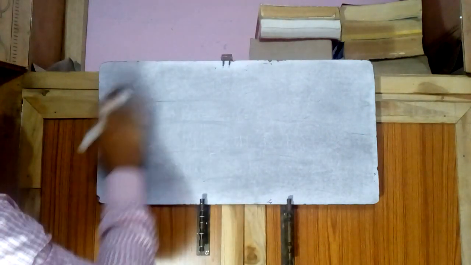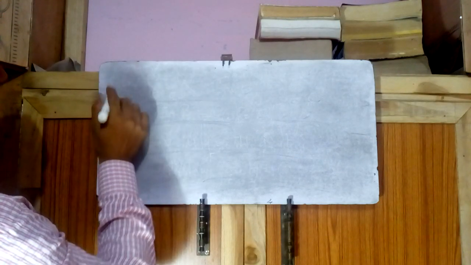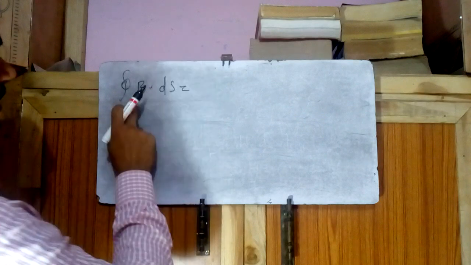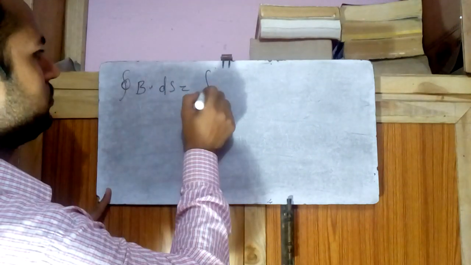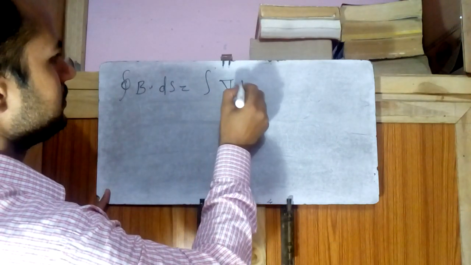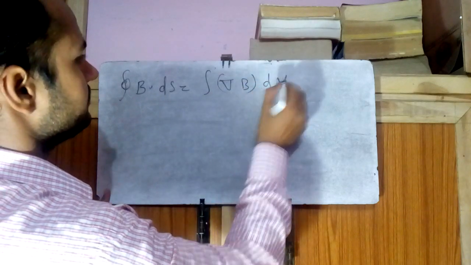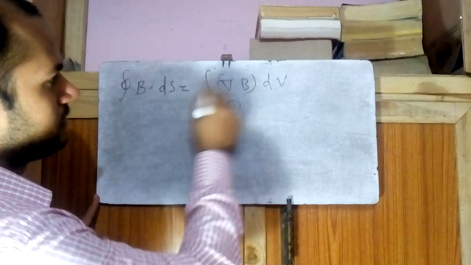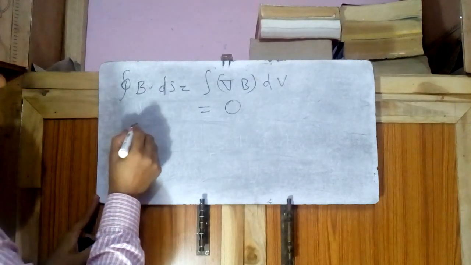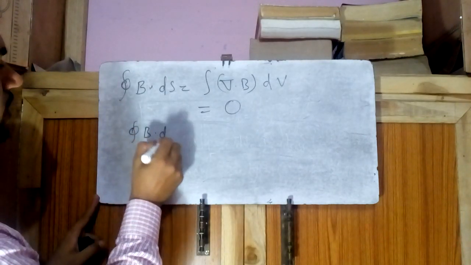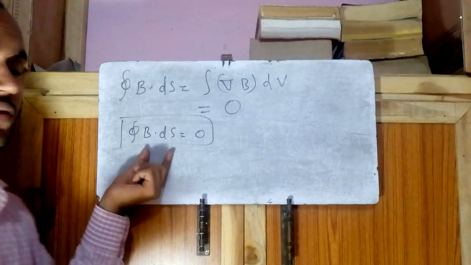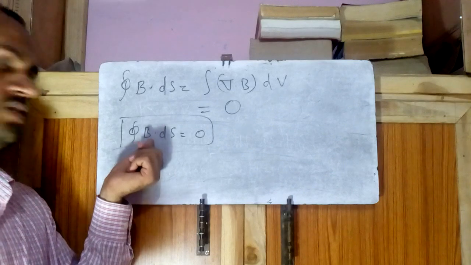So applying the divergence theorem, closed integration of B dot ds, surface to volume, becomes del dot B dV, right? Del dot B is equal to 0, I have told it, so the whole term will be 0. So closed integration of B dot ds is equal to 0. What does it mean? It is a form of current.